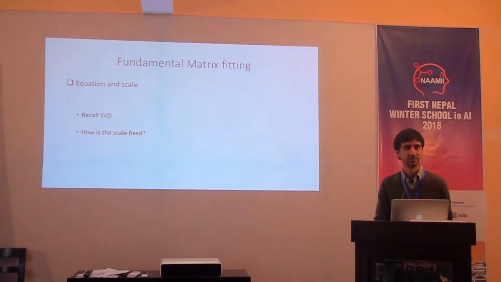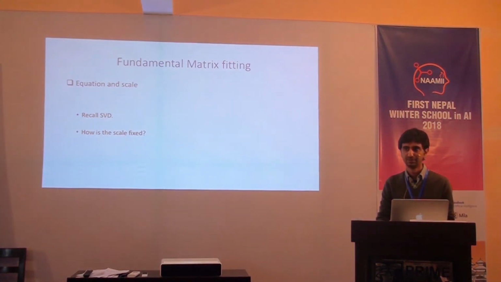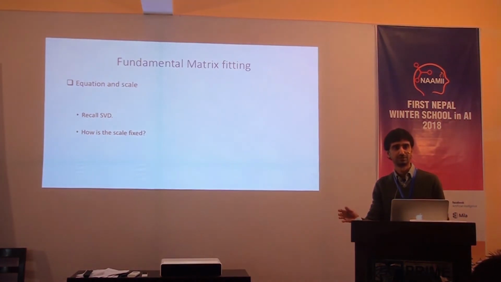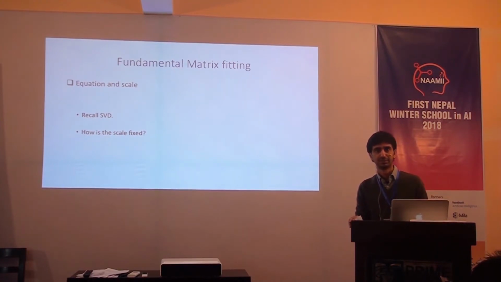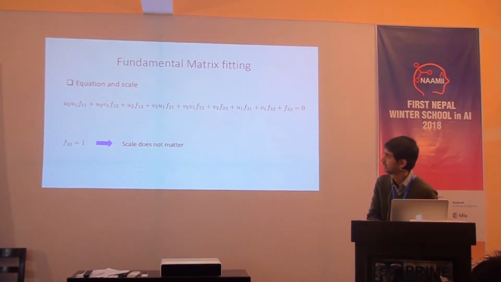How did we fix scale in SVD when we solved with AX equal to 0? Did anybody do it? Not yet? So you just have to remember that the solution you get from SVD are always unit vector, unit orthogonal vector. The vectors in V are unit orthogonal vectors, right? So the scale is always unit. So you don't have to fix scale explicitly if you do SVD and get the solution.